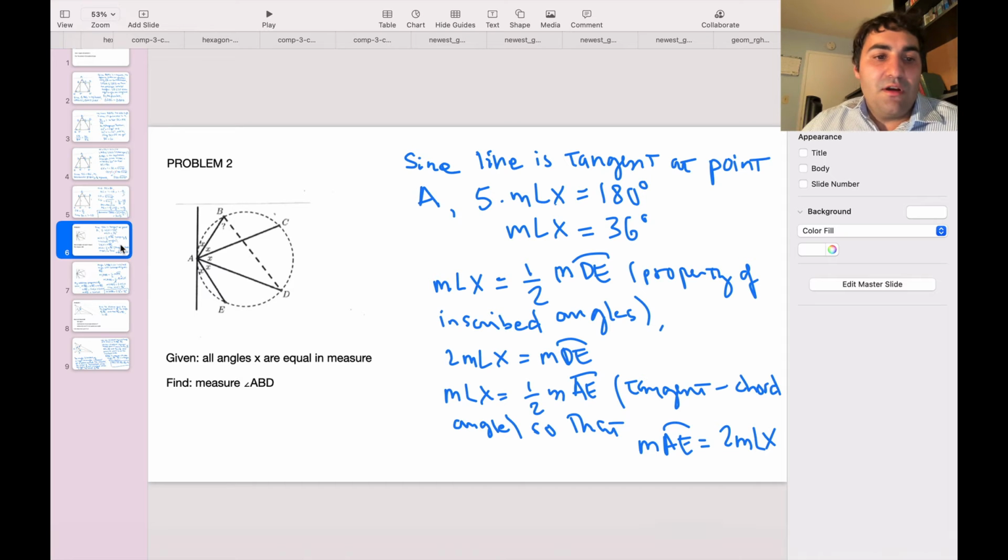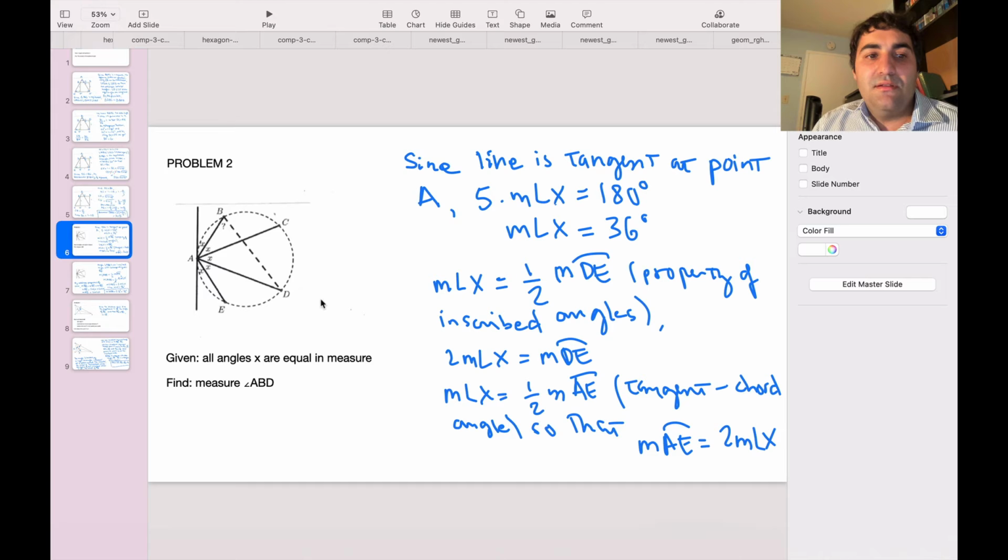Okay, so let's move on to problem 2. So if you see this dashed circle here, and we have a tangent line at point A, and we have these angles that are marked X. And we want to find this question mark here, the measure of angle ABD.